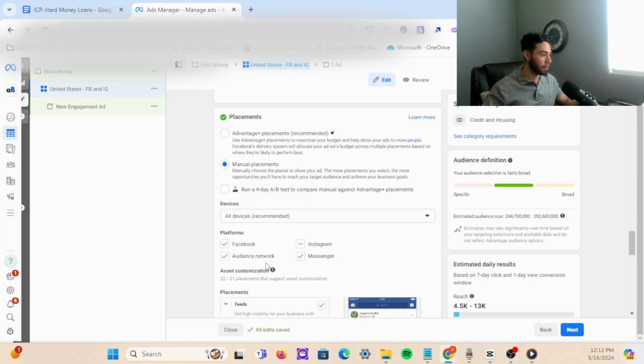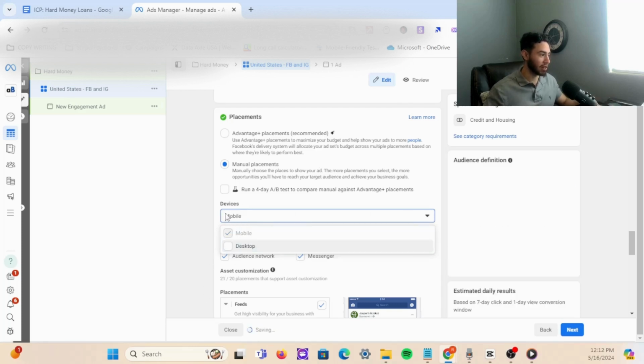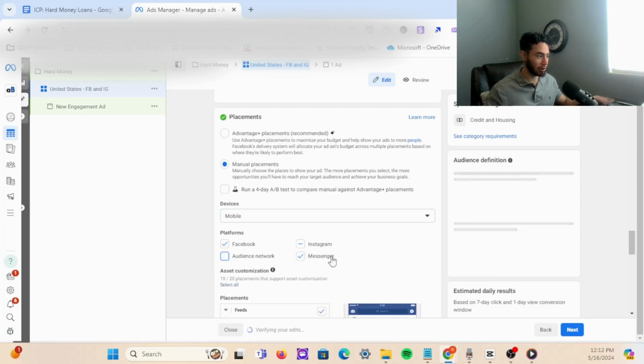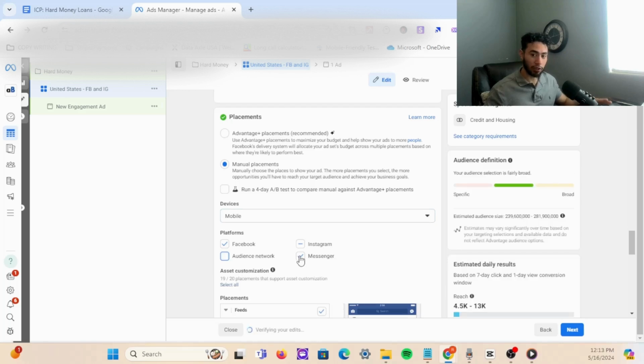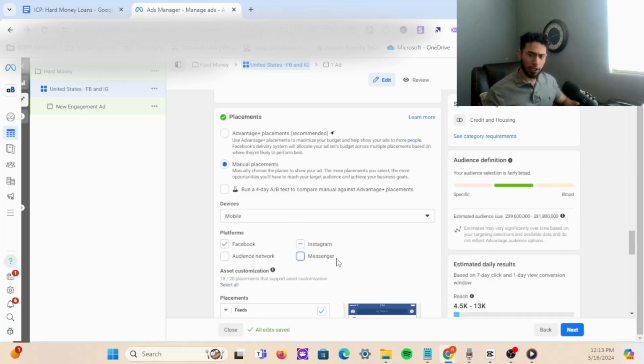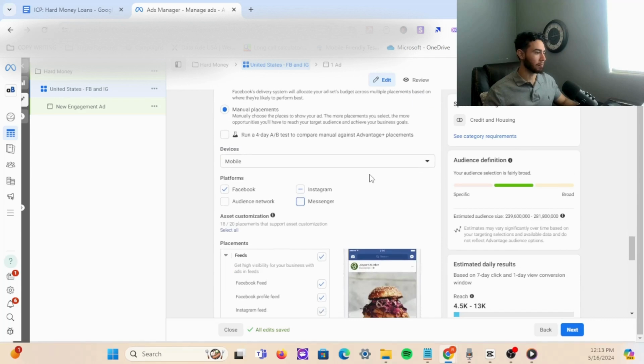So I am only going to do this on mobile. I'm only advertising on mobile. I'm going to check my devices. I'm going to hit mobile. So I'm going to check off the audience network. The audience network is where Facebook shows the ads outside their platforms. Check that off. Check off Messenger. You're only going to be left with Facebook and Instagram.